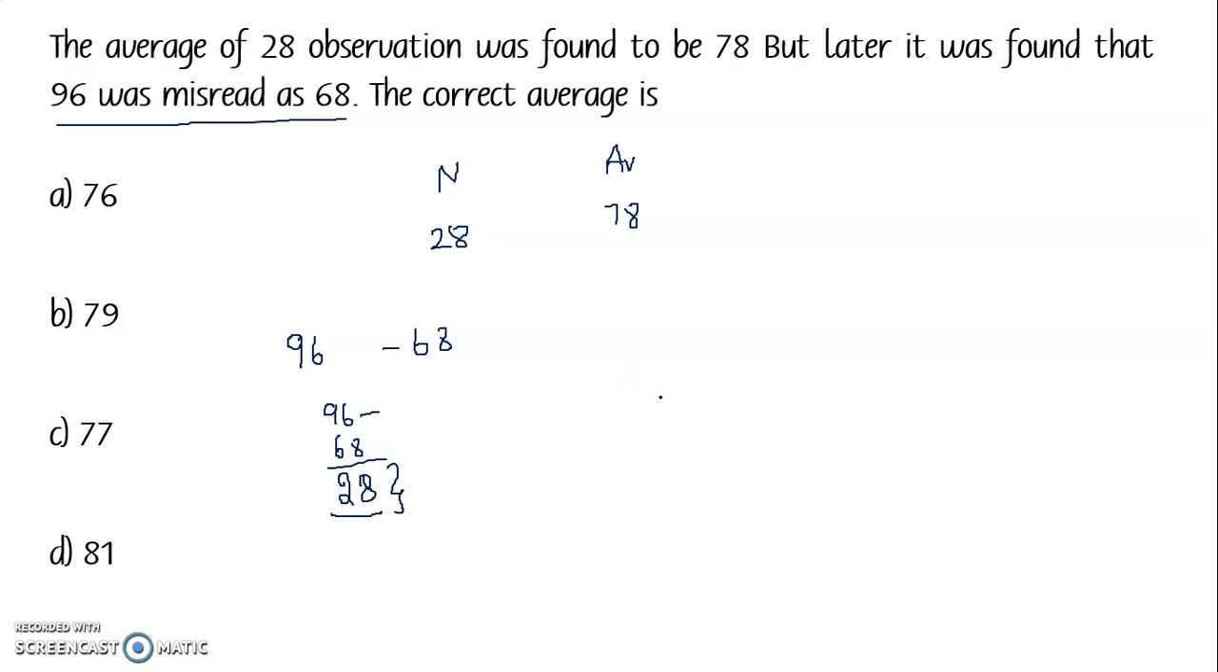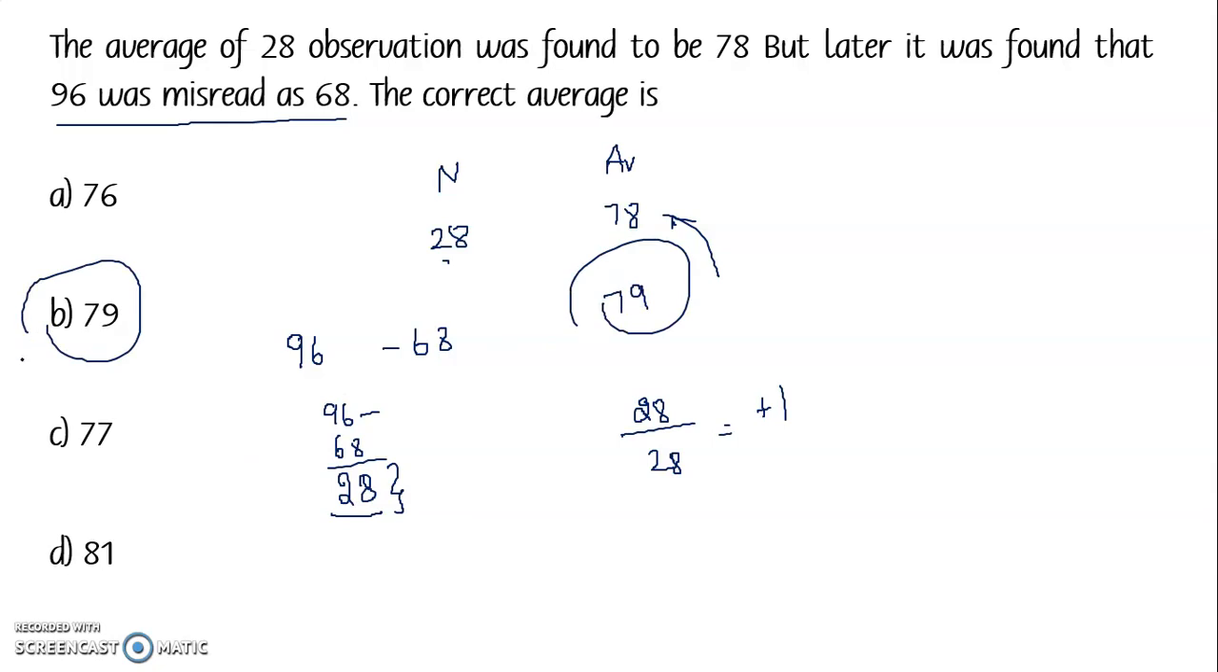Now let's find the average deviation. The total deviation is 28, so the average deviation will be 28 by 28, which is 1. So this is plus 1. You can add this to the average. So 78 plus 1, you will get 79, which is the correct average.